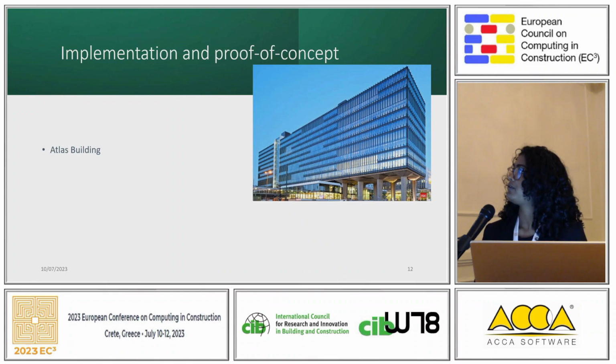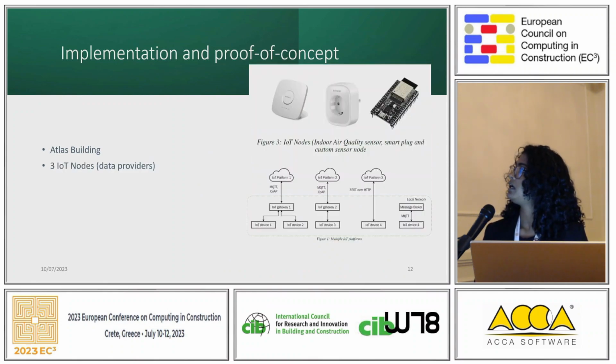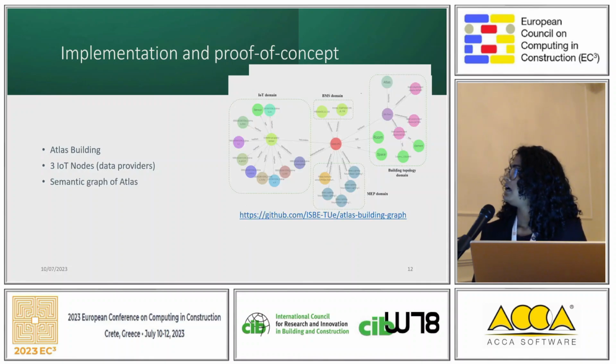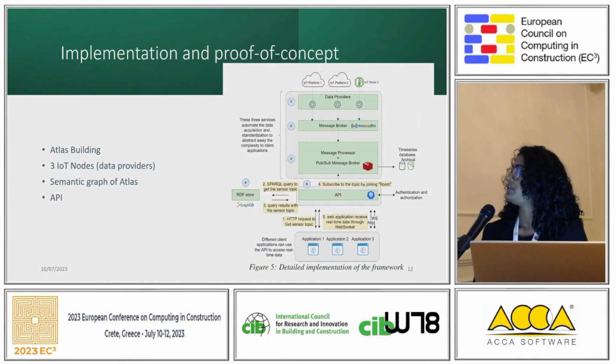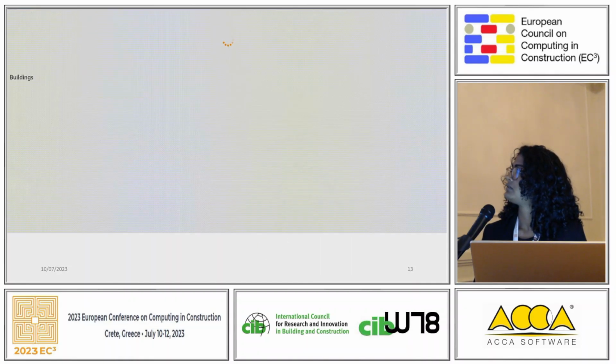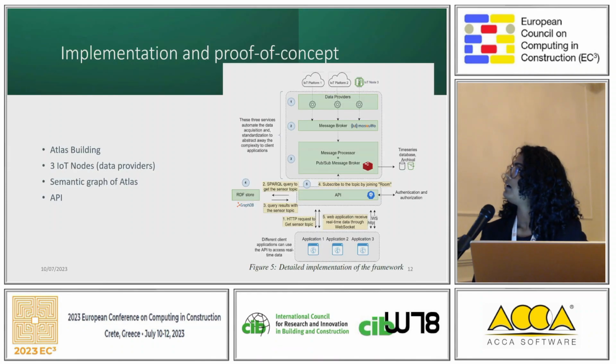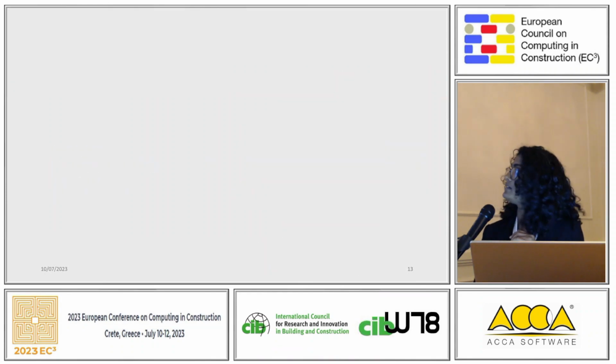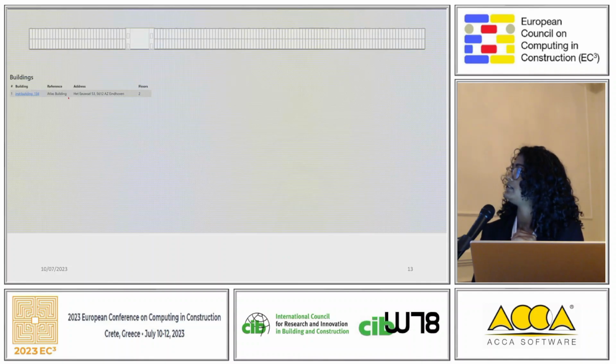This is the proof of concept implementation. So we use the Atlas building in Eindhoven. We introduced these 3 IoT nodes: the air quality sensor, smart plug, and one of our own IoT devices. And we have the semantic graph of the Atlas building. So we have an API with several endpoints to talk to the graph database and time series database. So in the end, we have an application like this.